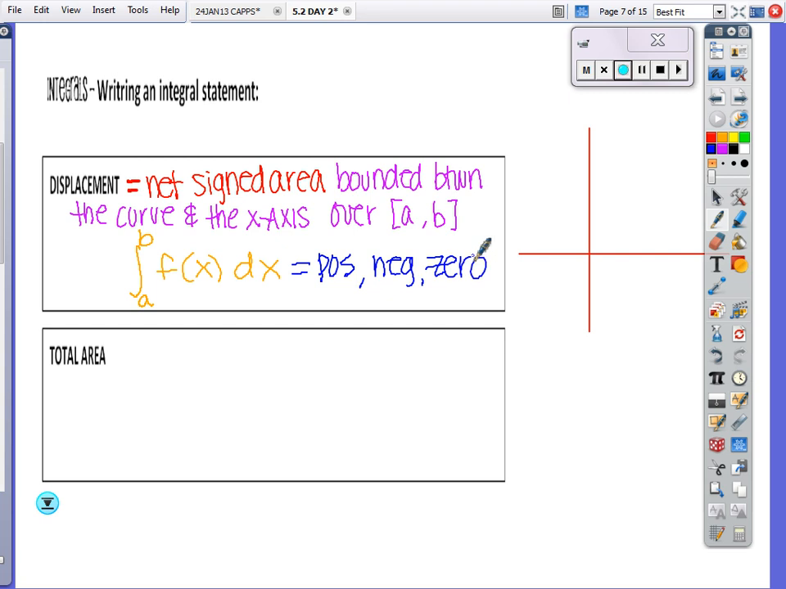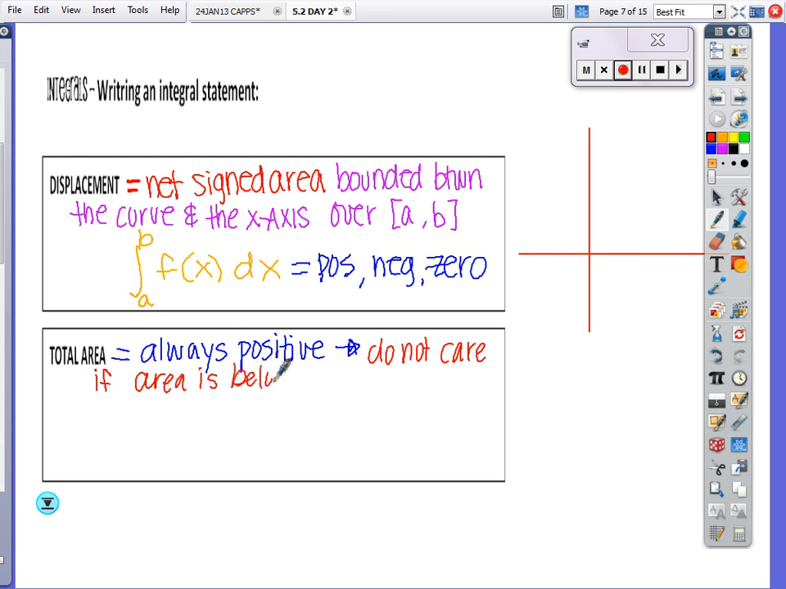Whereas your total area is exactly what it says. You're looking at a shape, you're looking at the bounded areas, you're not going to care if they're positive or negative. All you're going to care about is how much the areas are, and you're going to just put them all together. That's what total area is, exactly what it says. So total area is always positive. And so this is where we do not care if area is below the x-axis. There's no sign. We don't do a sign for total area.